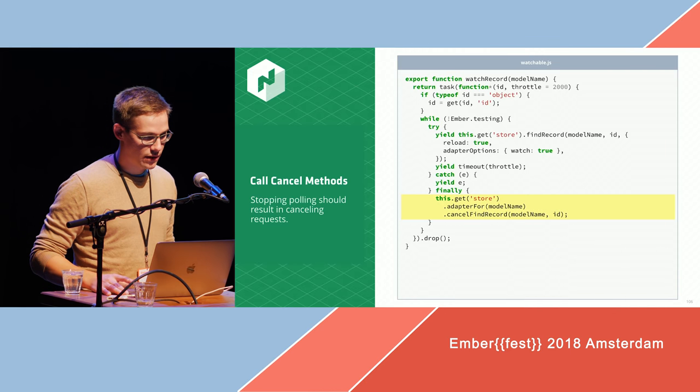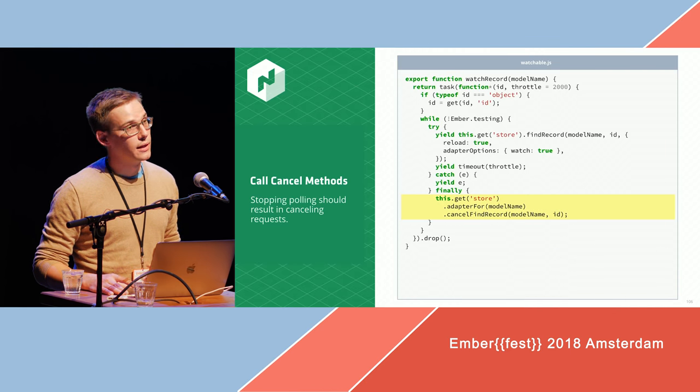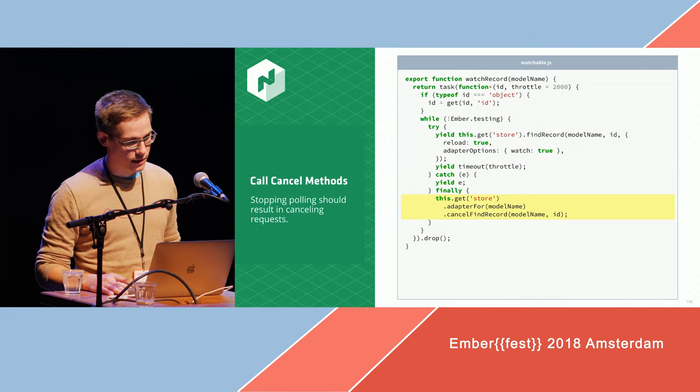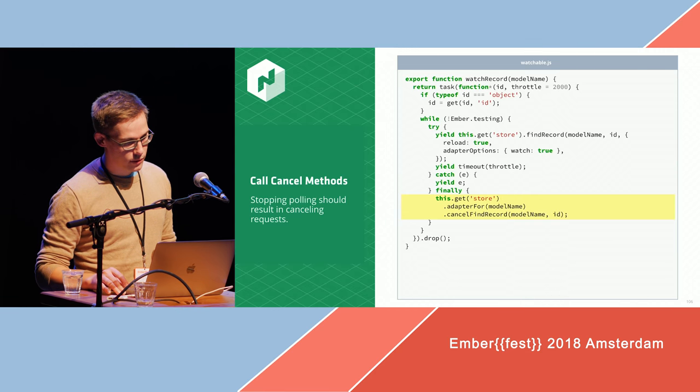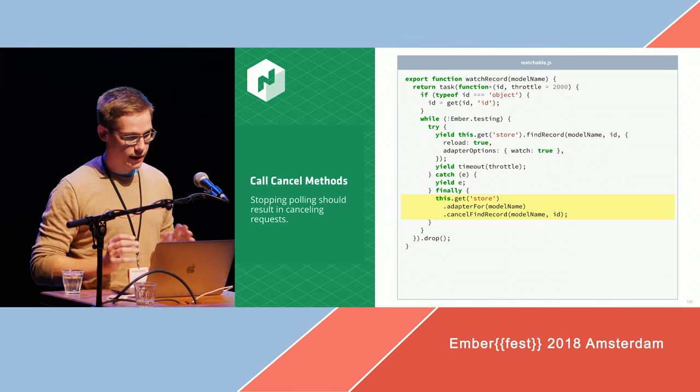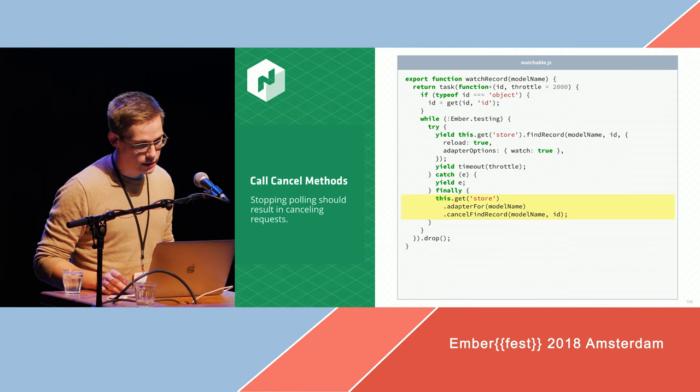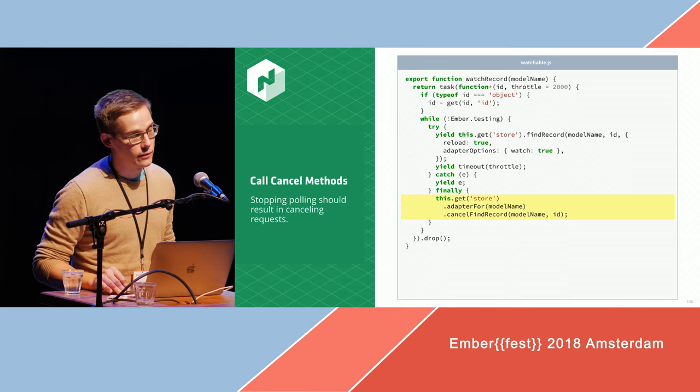So now inside of our finally block, which is going to get called whenever we call cancel all tasks in the Ember Concurrency API, we're going to say store, get this adapter, cancel find record, using model name and ID, which is the exact same arguments we used for find record in the first place.